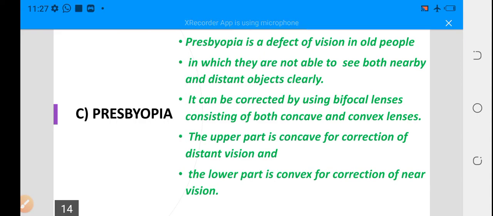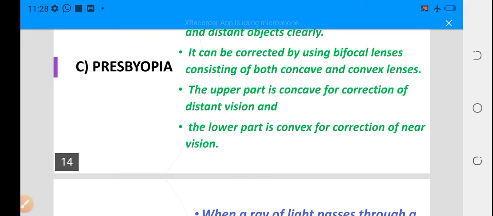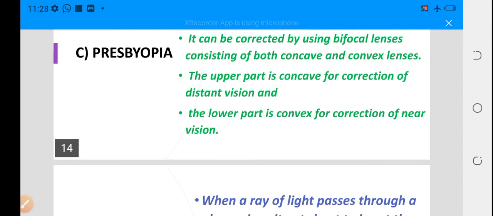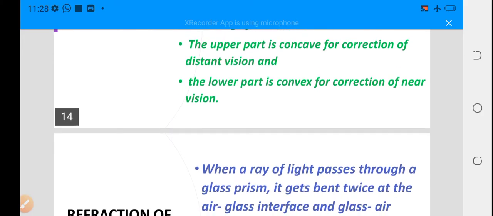So how can it be corrected? It will be corrected by using a combination of concave and convex lenses. The upper part is concave for the correction of distant vision. The lower part is convex for the correction of near vision. This is a combination of the two lenses. The convex and concave will be used to correct this presbyopia vision defect.